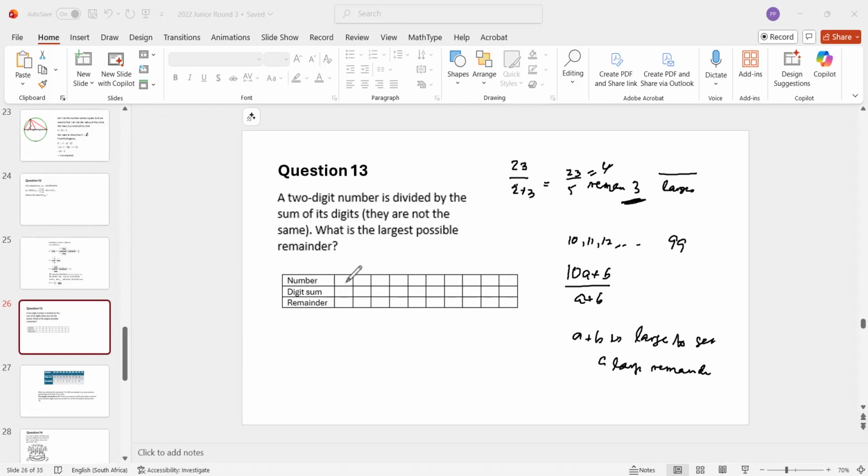I've got the diagram here to make life easy. So we start at 99. The digit sum is 18, 9 plus 9. Divide 99 by 18. 18 times 5 is 90. So the remainder is 9. Okay, so the remainder can be 9. And now you want to get the largest possible remainder, so you must try to see whether you can get something larger than 9. Let's take the next one, 98. 9 plus 8 is 17. The 17 goes into this 85, remainder 13. And that's quite a large number.